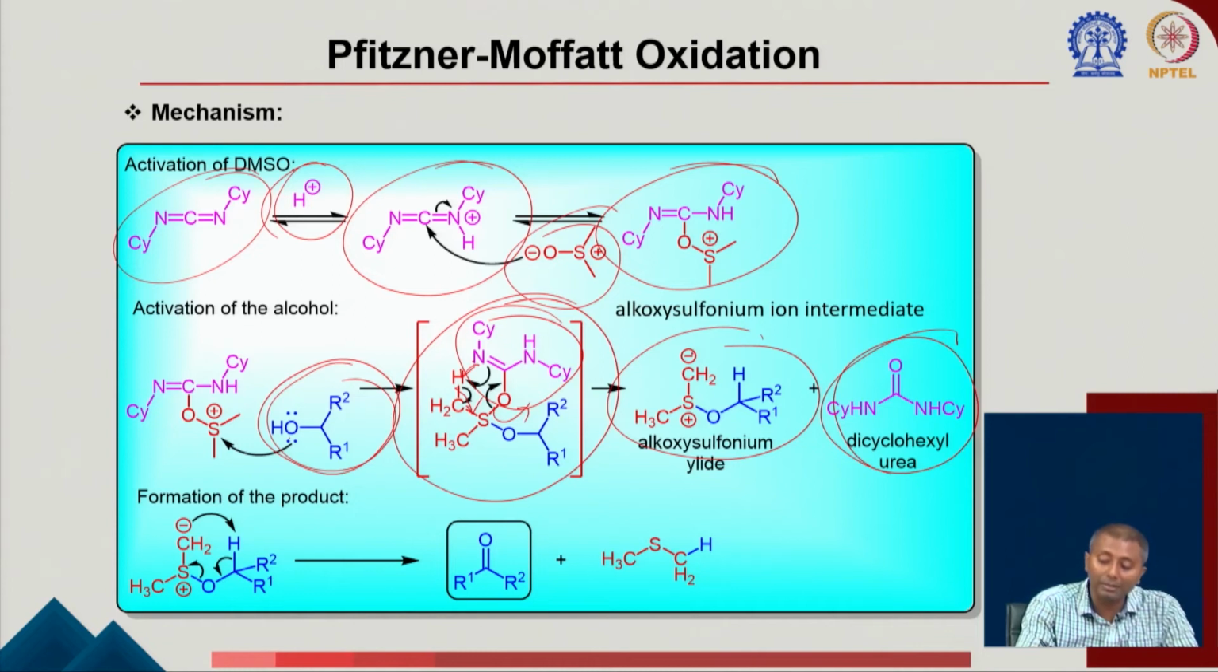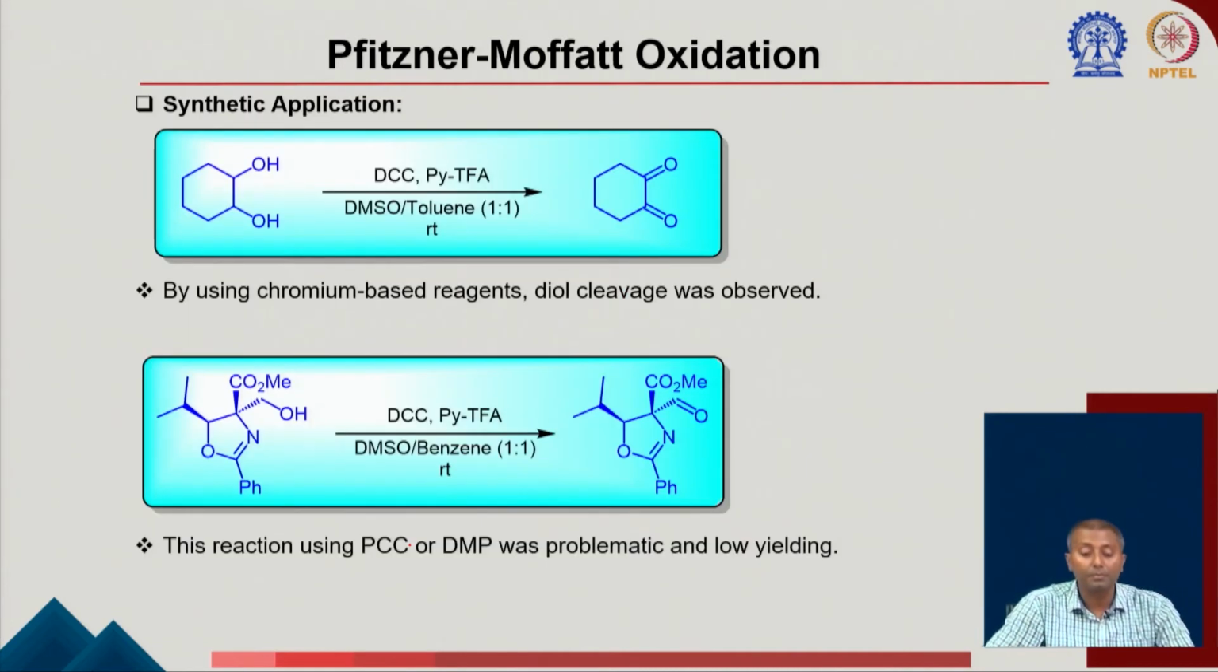Once you have this ylide, the next thing is very easy, it can take this proton, form this carbon oxygen double bond and get rid of this. So as long as you are generating this alkoxysulfonium ylide, you can get to the corresponding product very easily. So from there, as I mentioned, it can form the dimethyl sulfide and the corresponding carbonyl compound. Here there is an example, if you have this diol, you don't have to use PCC, you can use this condition to comfortably get to this 1,2-dicarbonyl compound.